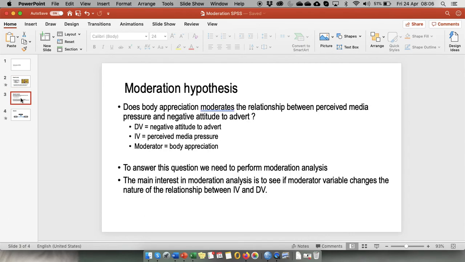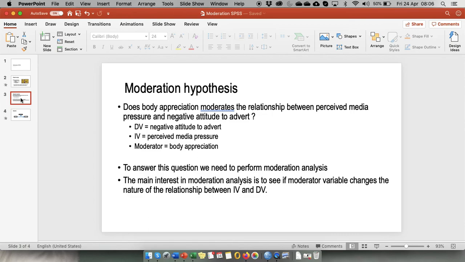The hypothesis that we want to test is, does body appreciation, so people having a high appreciation of their own body, moderate the relationship between perceived media pressure and negative attitude towards the advert? So in this setup, we have negative attitude to advert as the dependent variable, perceived media pressure as the predictor variable, and body appreciation as the moderator variable. To answer this question, we need to perform a moderation analysis.